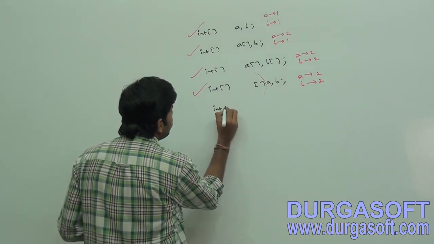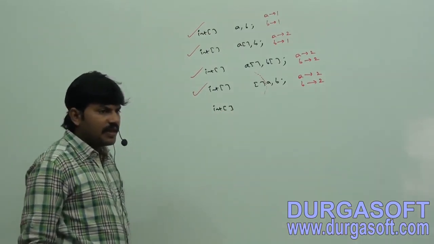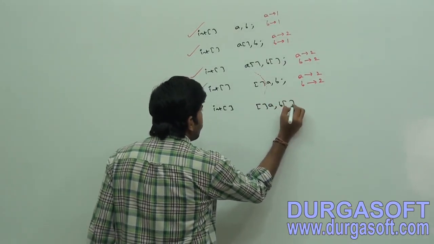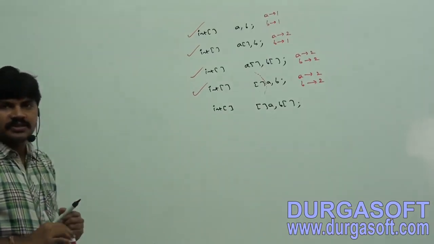Next int array. Here I am taking a comma b like this. What is a's dimension?